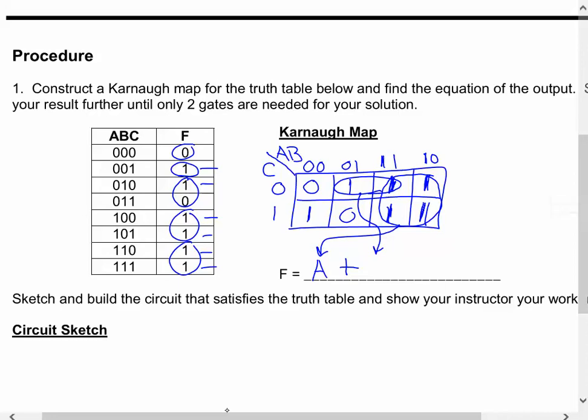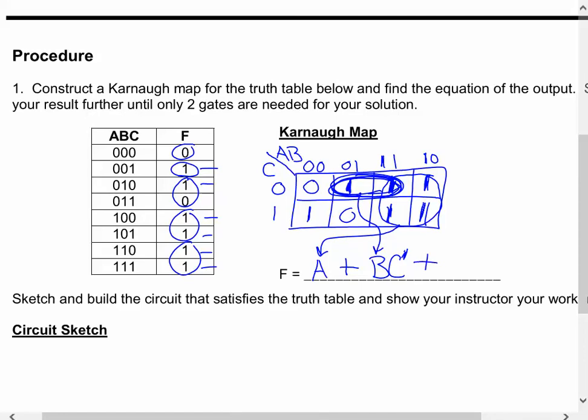This one right here, you see that we have 2 ones right there. And you can overlap them. You want to make the biggest circle possible. The best we can do here is a group of 2. Notice that A changes, so we do not include it down here. B stays 1, so we include it as B. C stays 0 going from there to there, so we put a C prime on that. And that's the second term.